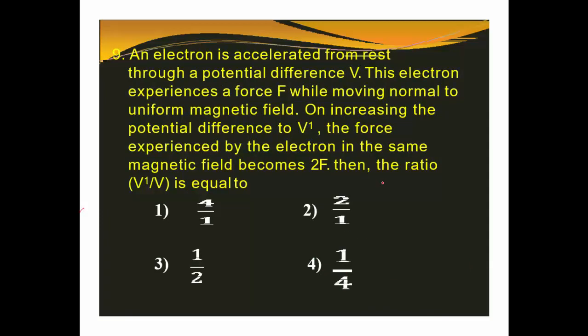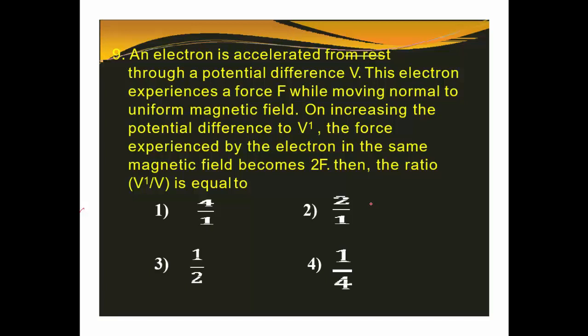See the ninth question. An electron is accelerated from rest in a potential difference V. An electron, a charged particle, is accelerated in a potential difference V. The electron experiences some force F while moving normal to the magnetic field, means perpendicular. On increasing the potential difference to V dash, the force experienced by the electron in the same magnetic field will be doubled. The force becomes double.